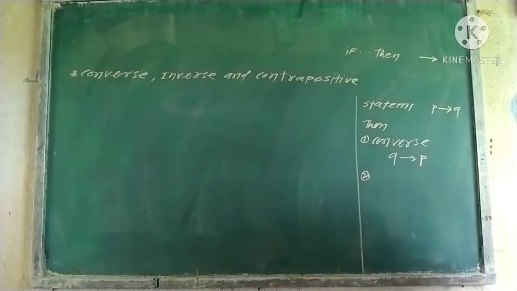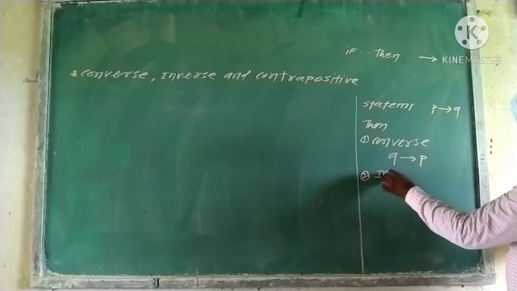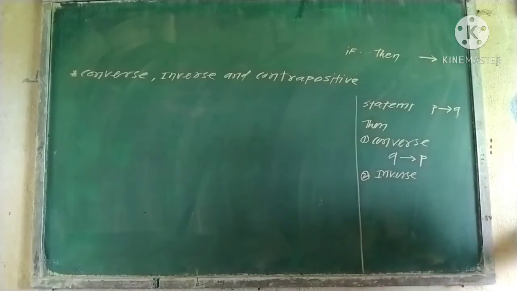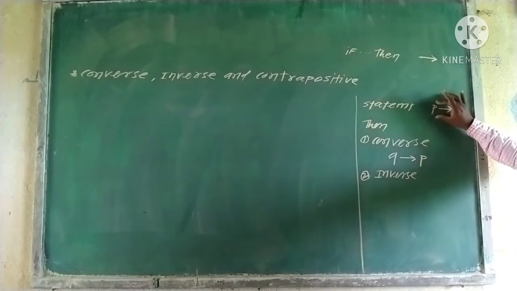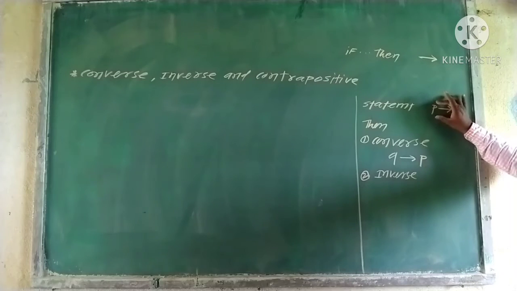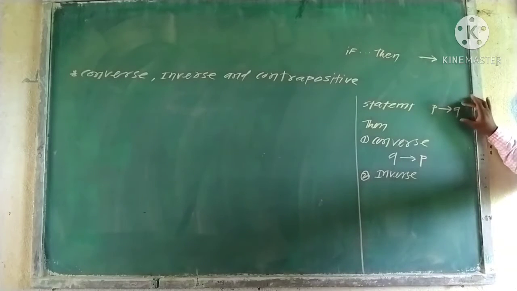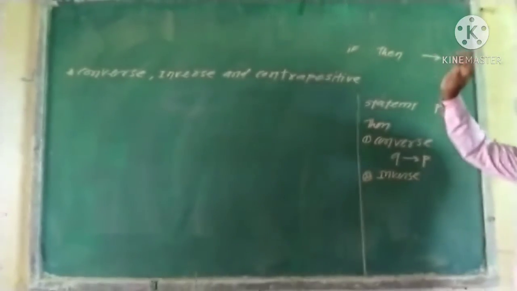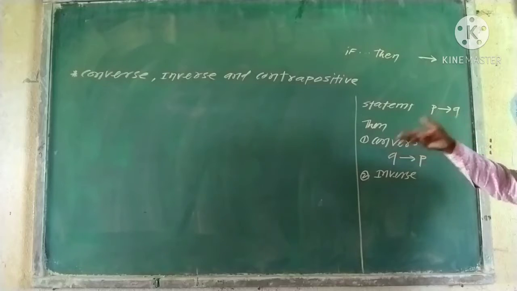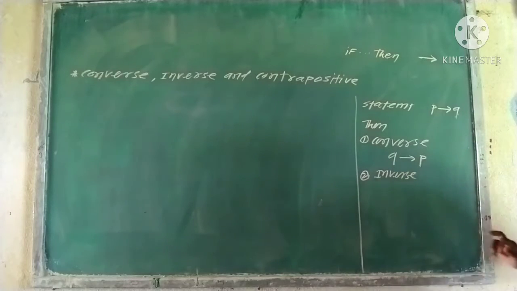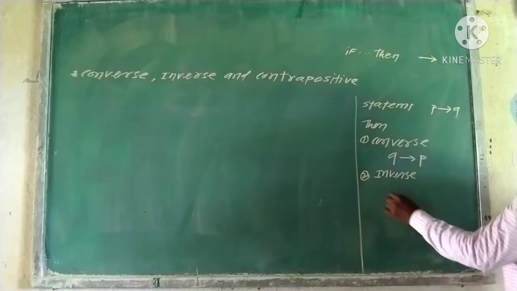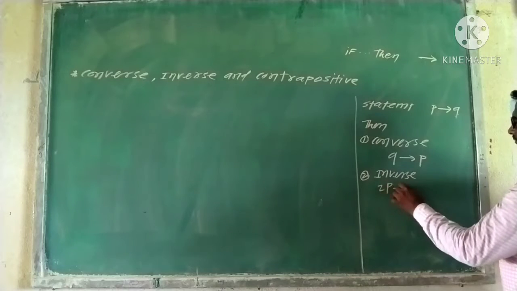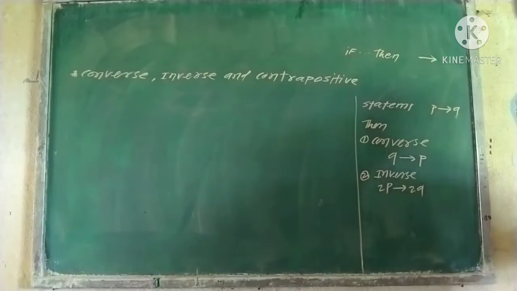Next term is the inverse. Its inverse means we write the negation of statement P and the negation of statement Q, and then using the logical connectivity if-then we form a compound statement, called the inverse. Means the inverse of the given statement is negation P implies negation Q.